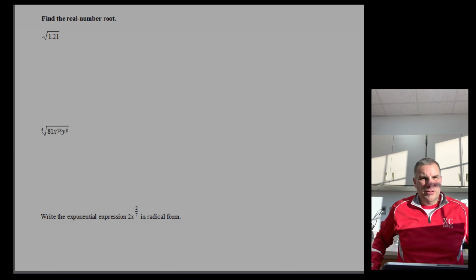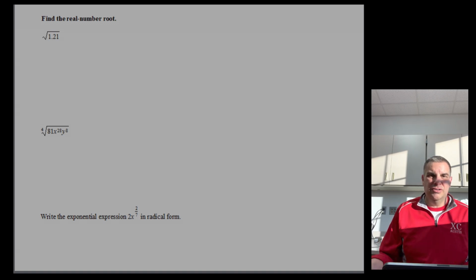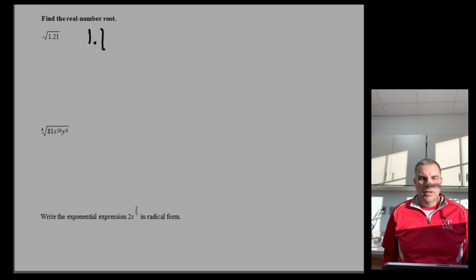When you're looking at this first question, you're just asked to find the square root of 1.21. Honestly, just use a calculator to do this. That's how you're going to do it in everyday life anyway. So just hit your calculator, square root of 1.21. Make sure you close parentheses around it, and you get 1.1. Pretty straightforward. Just use your calculator.